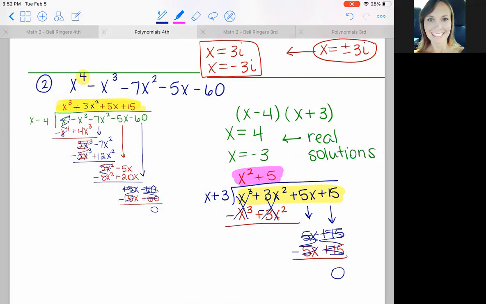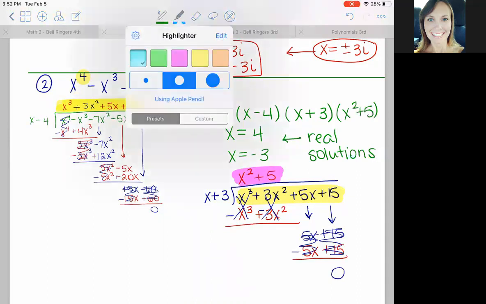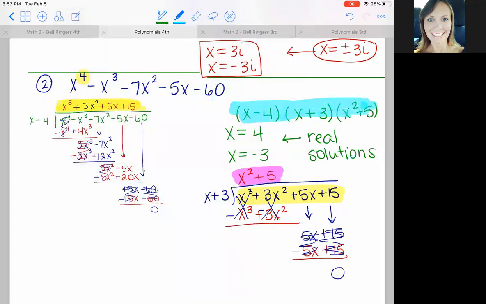So here I have 3 factors, x minus 4, x plus 3, and then I'm just going to add right here x squared plus 5. This is my new factor. So this is part of my solution. Let's say turquoise is my answer for it. This is part of my solution. And then the last thing I have to do is get all of the actual answers. So right now I know x plus 4 and x minus 3 are 2 real solutions, but I'm still missing 2 solutions because I should have 4 in total.